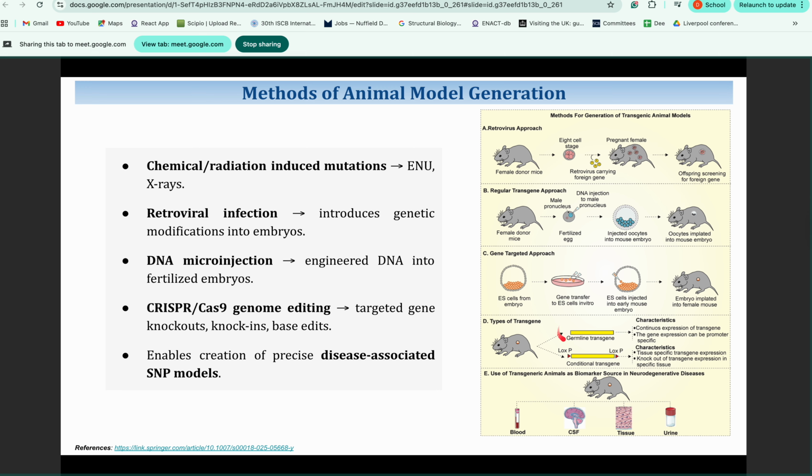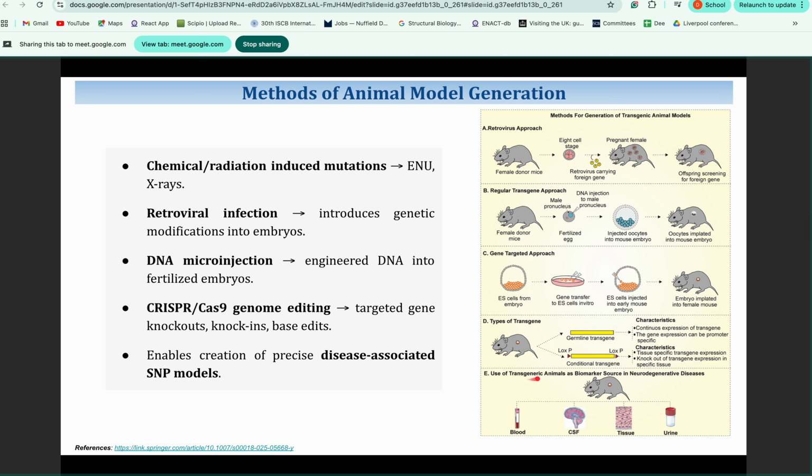Then there are types of transgene. This is the germline transgene and this is the conditional transgene. So the characteristic of germline transgene is that it is continuous expression of transgene. The gene expression can be promoter specific. Whereas the conditional transgene characteristics are, it is tissue specific transgene expression because we have LOXP construct, and then we have the knockout of the transgene expression in specific tissues.